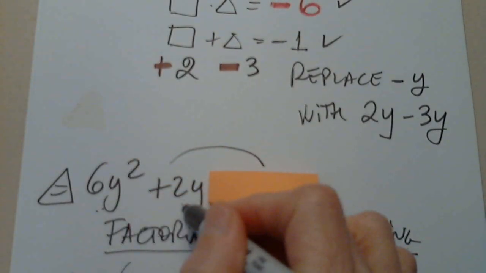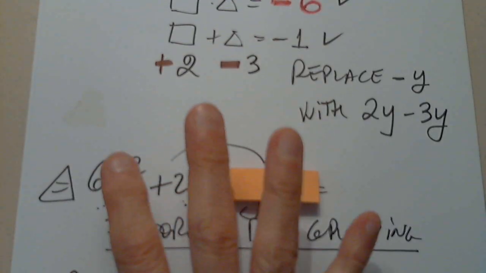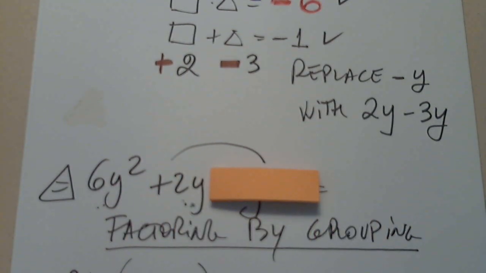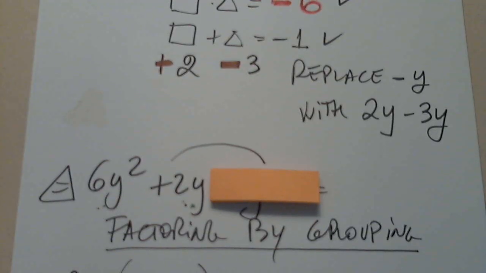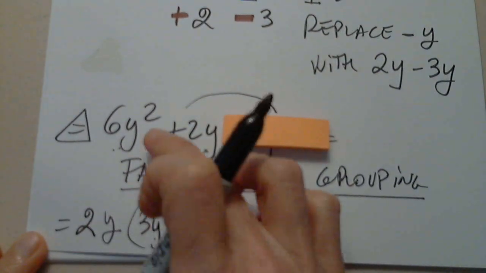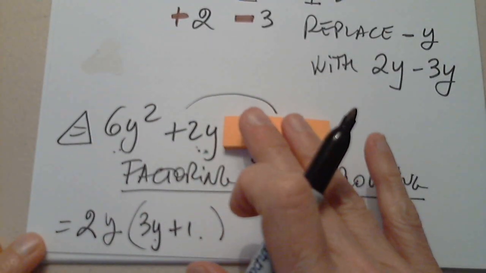Remember, we started with 2 terms. I need 2 terms in parentheses, such that 2y times the first term is this, and 2y times the second term is this. Good? Can anyone tell us what to write in parentheses? Yes, indeed, 3y plus 1. How come? Here it is. 2y times 3y is 6y squared. 2y times 1 is 2y. Still do not uncover the last 2 terms.